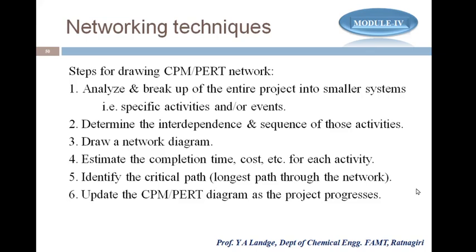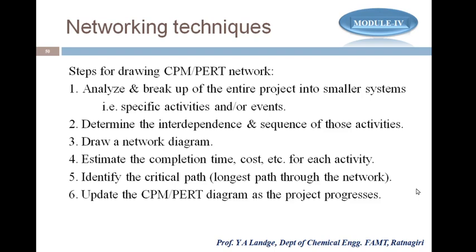Steps for drawing the CPM and PERT network. The first step is to analyze and break up the entire project into smaller systems, that is, the specific activities and/or events. So here we have to break up the entire project into smaller activities and tasks. Then the second step is to determine the interdependence and the sequence of those activities. Here we have to find which are the parallel activities and which are the series activities.